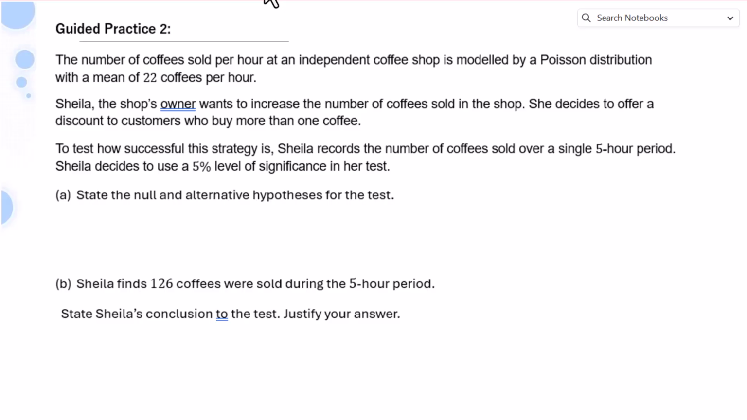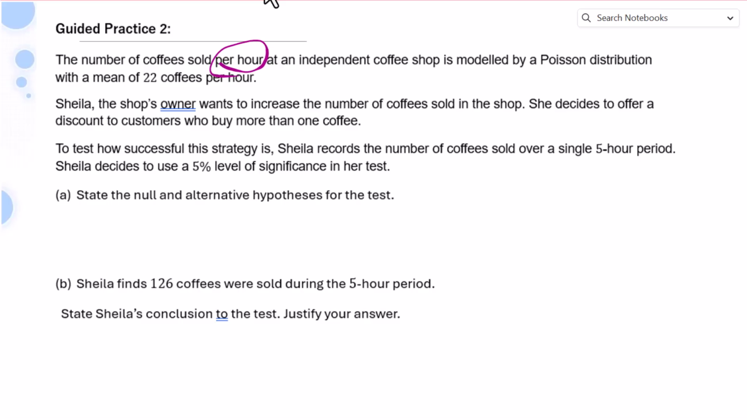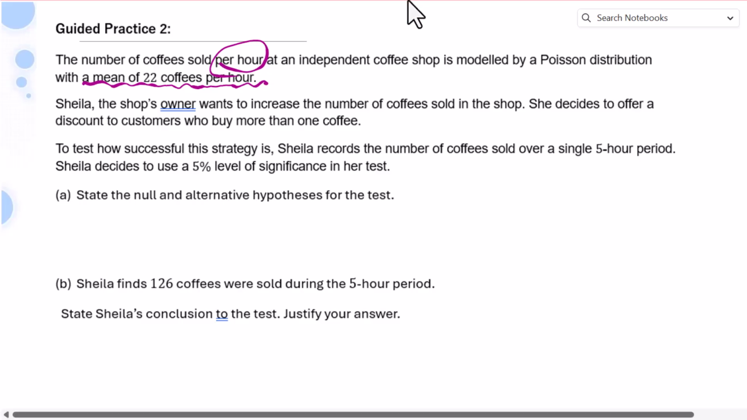Let's go to guided practice 2. The number of coffees sold per hour at an independent coffee shop is modeled by a Poisson distribution with a mean of 22 coffees per hour. Sheila, the shop's owner, wants to increase the number of coffees sold in the shop. Keywords: increase.